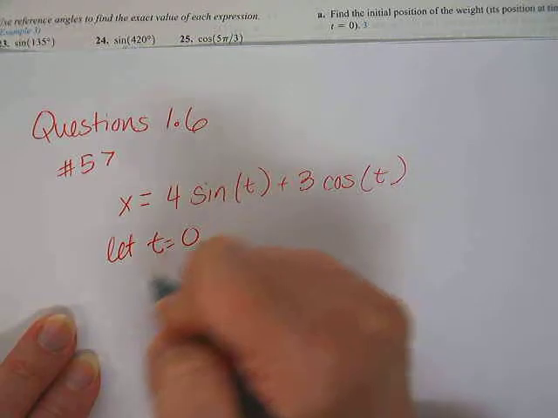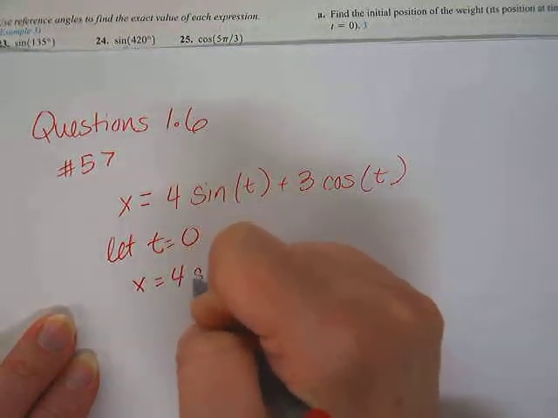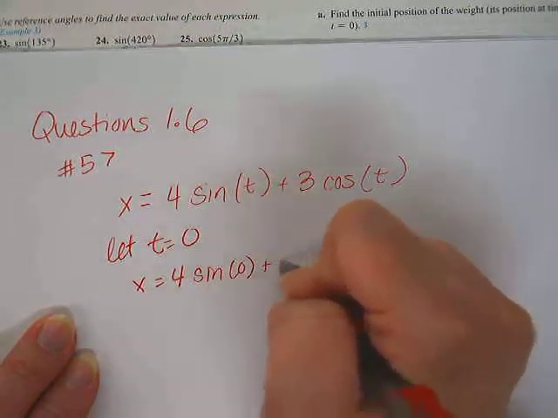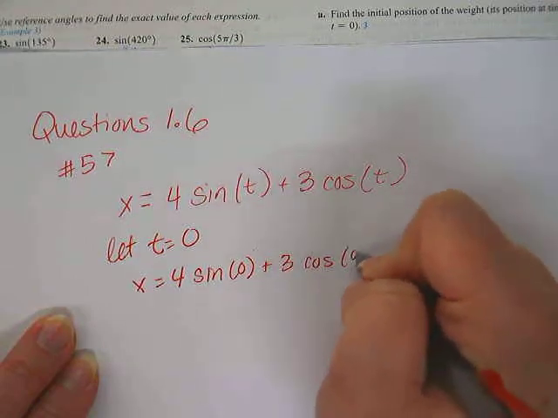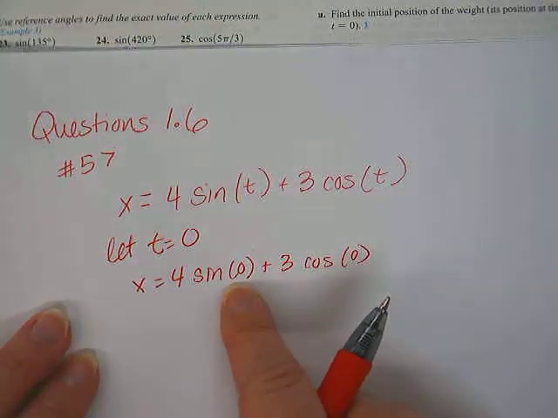So let t equal 0 and let's find x. So 4 sine 0 plus 3 cosine 0. Well, what's the sine of 0? 0.